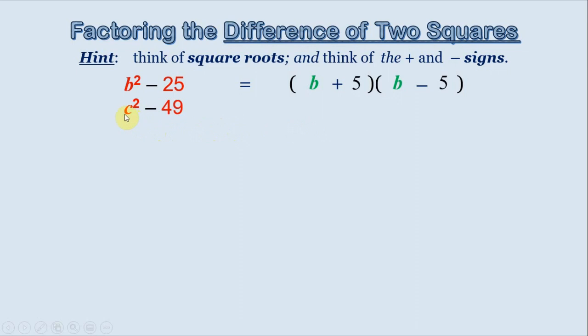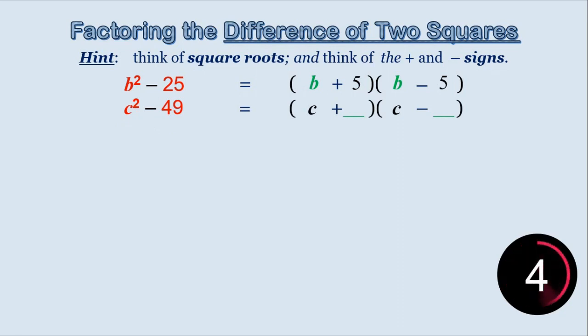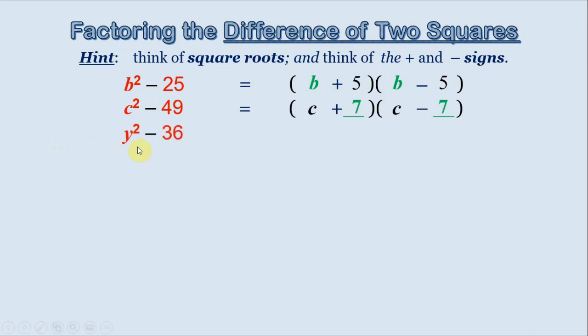Think of the square root of c squared and think of the square root of 49. Your time starts now. Next, think of the square root of y squared and think of the square root of 36. Your time begins.